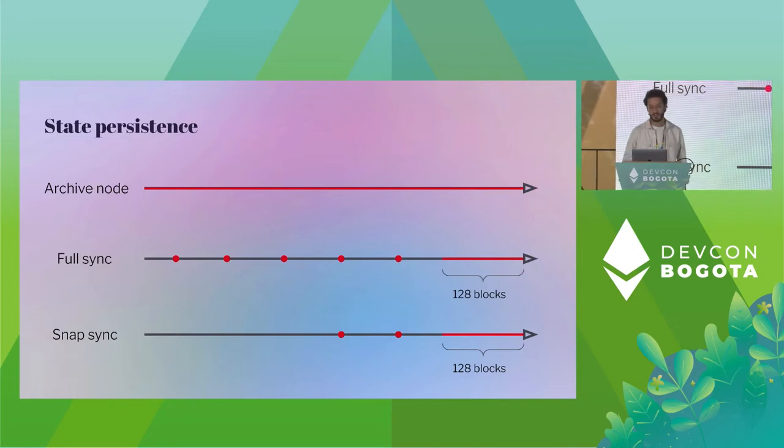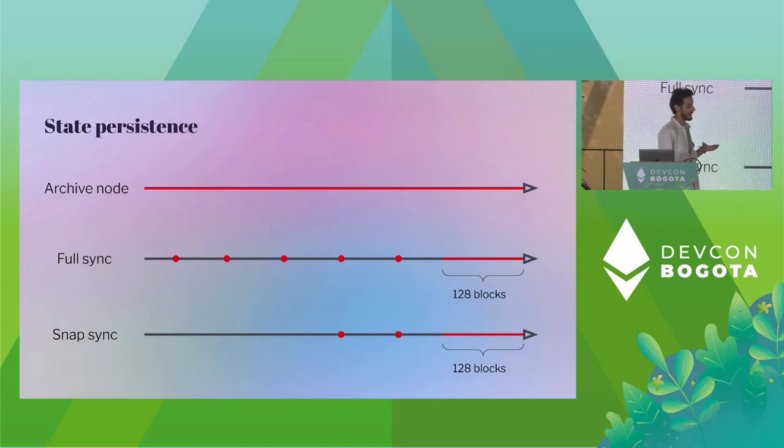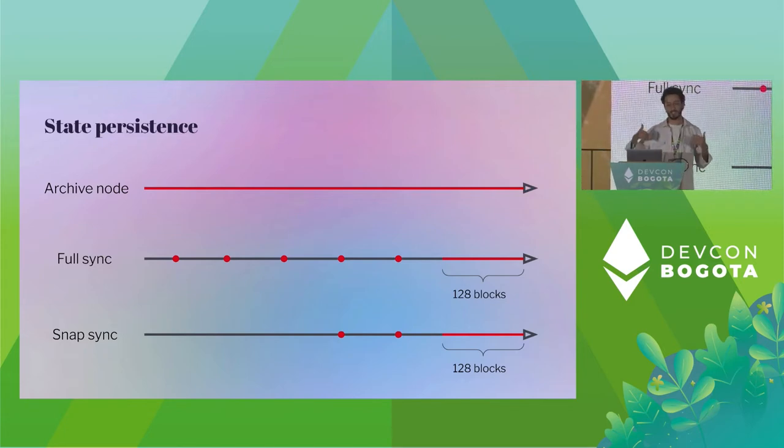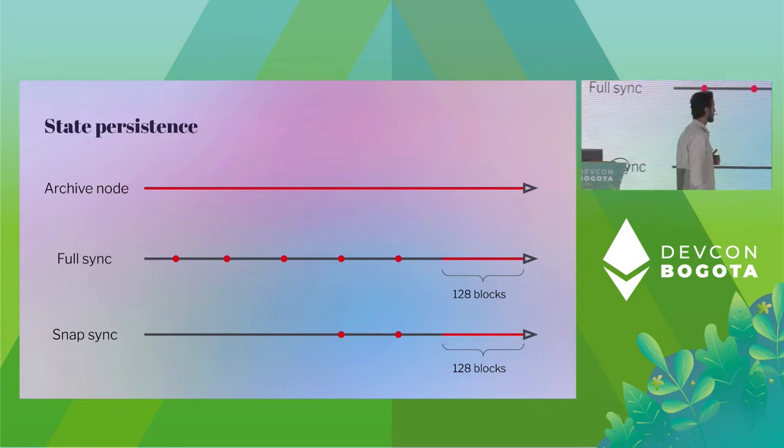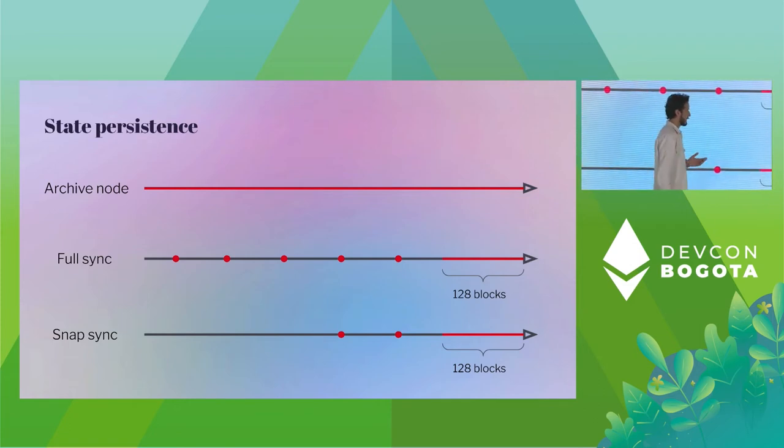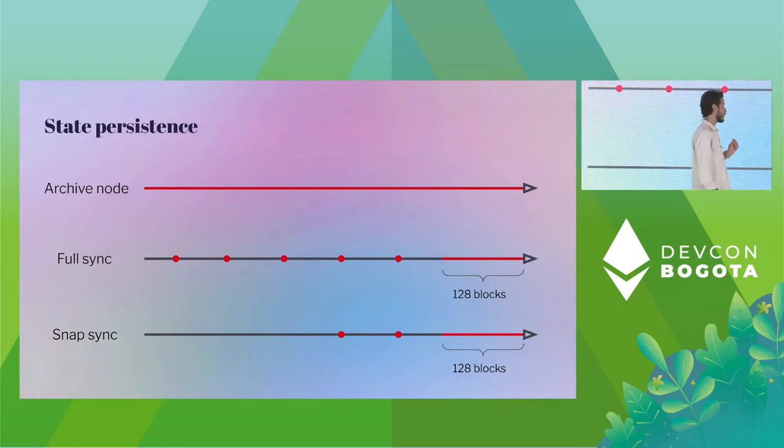Let's get the archive node out of the picture because it's the easiest. For an archive node, you have all the states. Next one is full sync. By full sync, I specifically mean that you start executing all of the blocks from genesis up until the head. Here, it's worth noting that Geth always stores the state for the latest 128 blocks in memory. So while your node is syncing, you always have the state for the last 128 blocks.